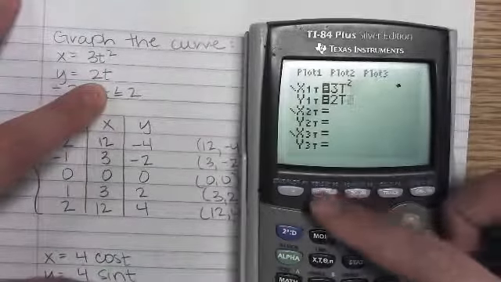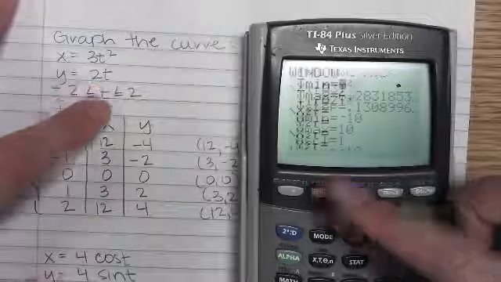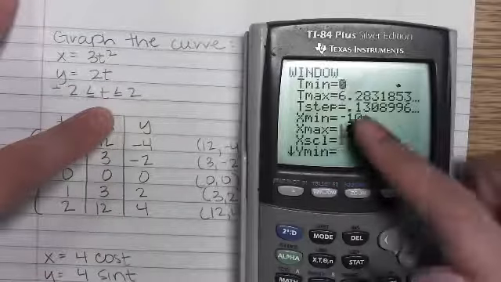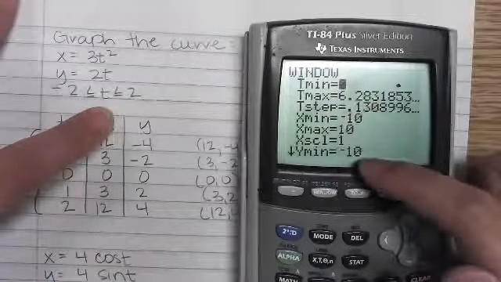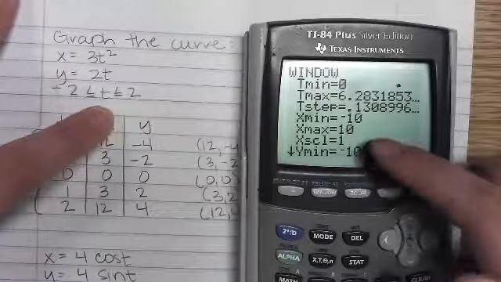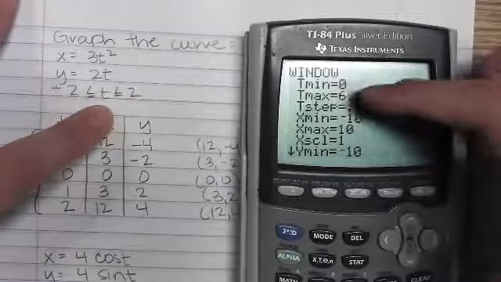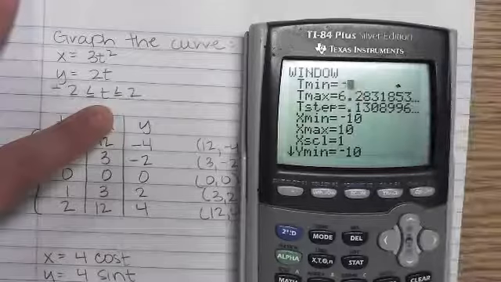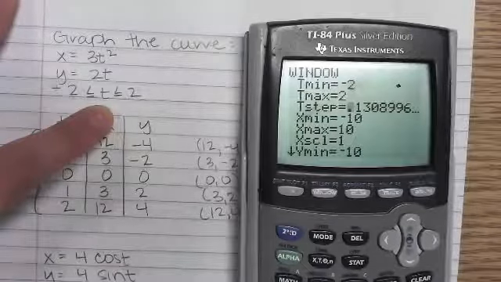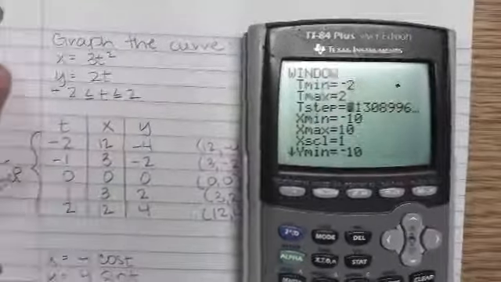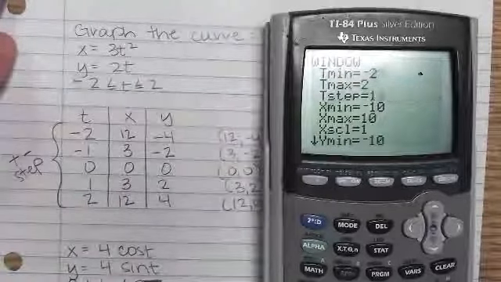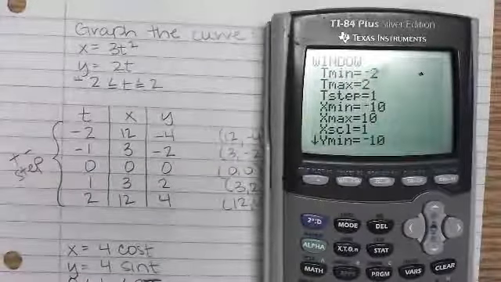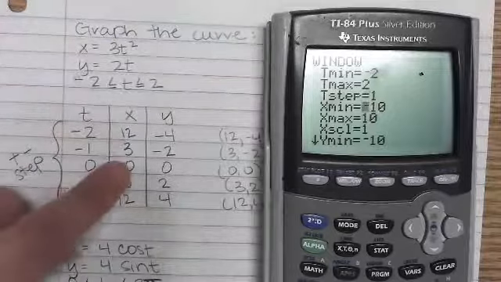And you'll notice we're going to have to change the window for these every time. When you look at the window, it has all sorts of things that look different than normal. So the first thing it wants to know is what t values it's in between. The problem we did was between negative 2 and positive 2, and we did a t step of 1. So I'm going to go ahead and put in 1 and see what the graph looks like.